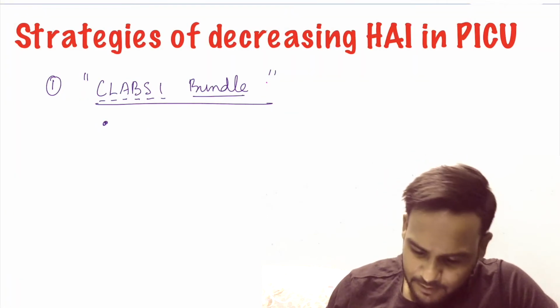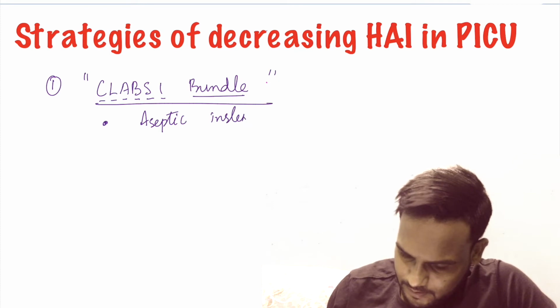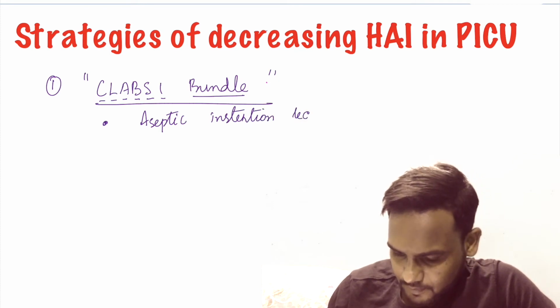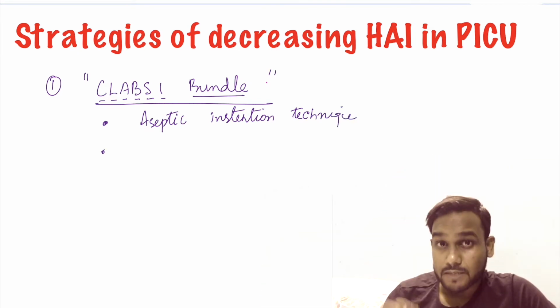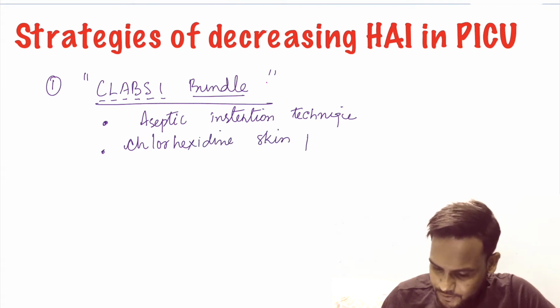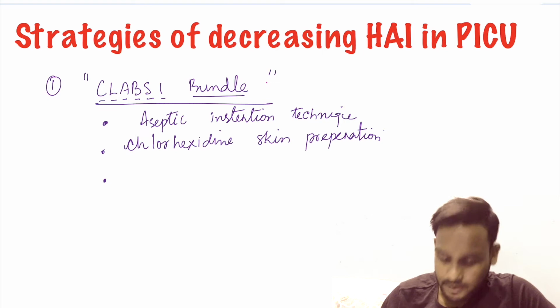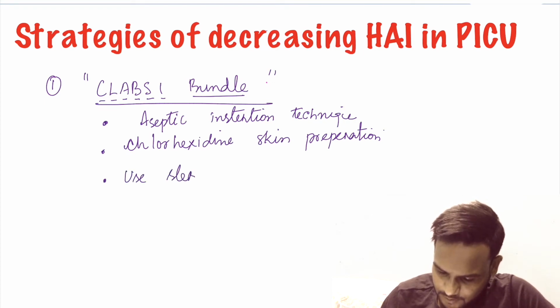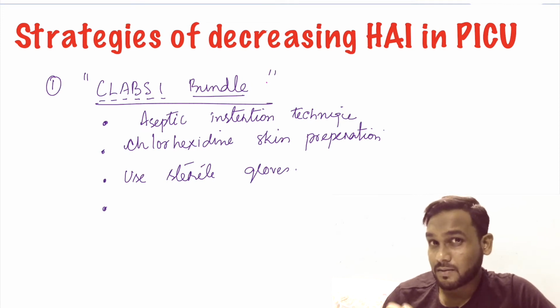The components of the CLABSI bundle are aseptic insertion technique; second, skin preparation with chlorhexidine; you have to use sterile gloves; and before access, you should always clean the hub.